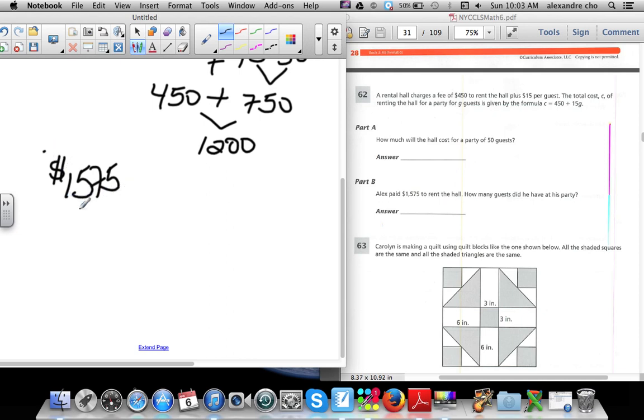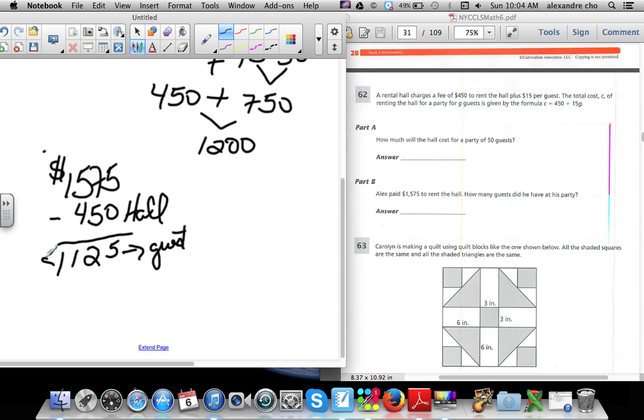$1,575 was his total. Let's take the $450 that he paid for the hall. 7 minus 5 is 2. 5 minus 4 is 1. Okay, so this was to rent the place. Now this amount here is for the guests. So he paid a total of $1,125 for the guests. Well, how much was each guest? Each guest was $15. So it's an easy problem here where you're going to have to do division.